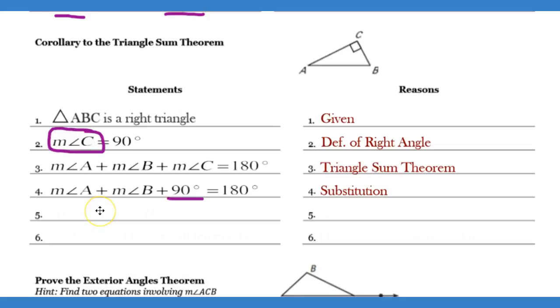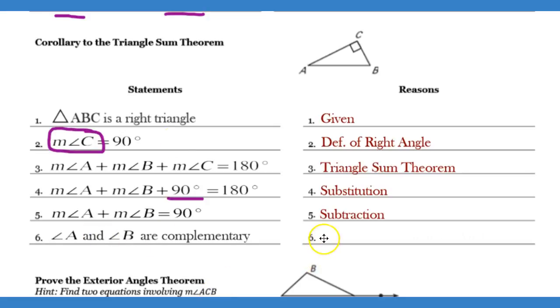Now, I need to get A and B on a side by themselves, so I'm going to move this 90 degrees to the other side to be with its friend, 180 degrees. That was subtraction, just simple algebraic subtraction. So now I see that the measure of angle A plus the measure of angle B is 90 degrees. Well, that means A and B are complementary. That's the definition of complementary angles, that they sum to 90 degrees.